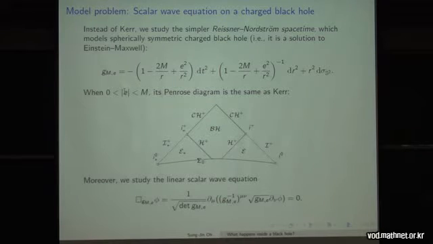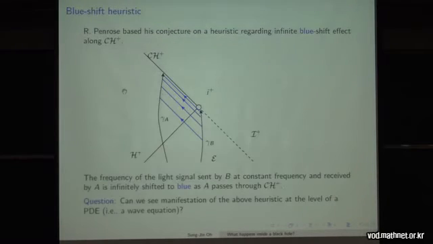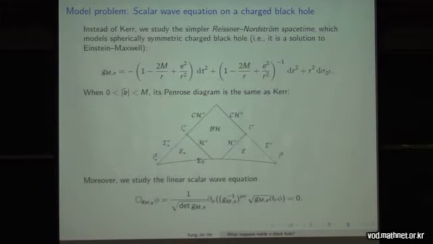And in order to address this problem, I'm going to consider not the full vacuum Einstein equation, but rather a simpler model equation. Okay. So first, the simplification is that instead of the rotating black hole Kerr, whose metric had a very complex expression, I'll consider a simpler solution called the Reissner-Nordström space-time, which is a spherically symmetric charged black hole. So it's not a solution to the vacuum Einstein equation, but rather it's a solution to the Einstein equation coupled with electromagnetism, with Maxwell's equation.